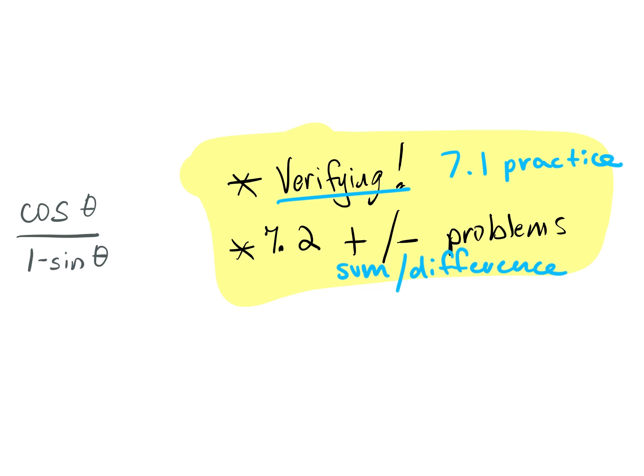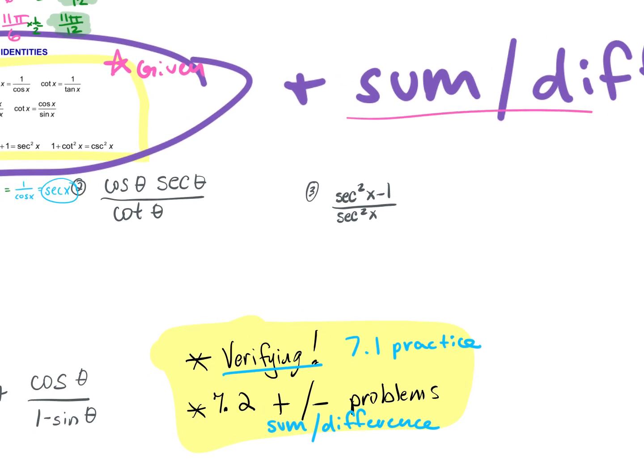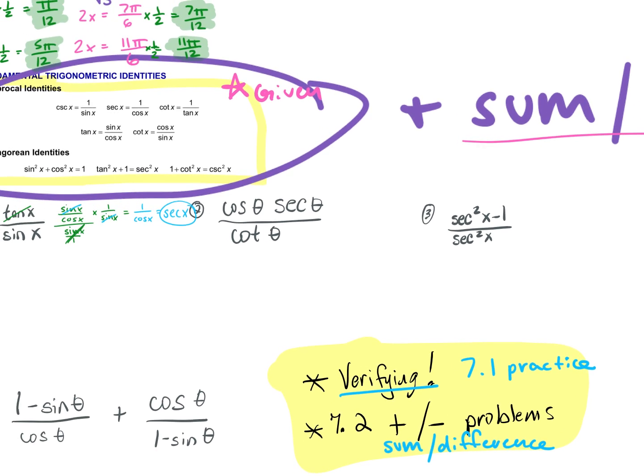So work on the review. If you have questions, ask me. Come tomorrow with questions, because tomorrow's going to be your official test review. So your identities are going to be given to you. So this box will be given. You will also be given the sum and difference formulas and the unit circle.